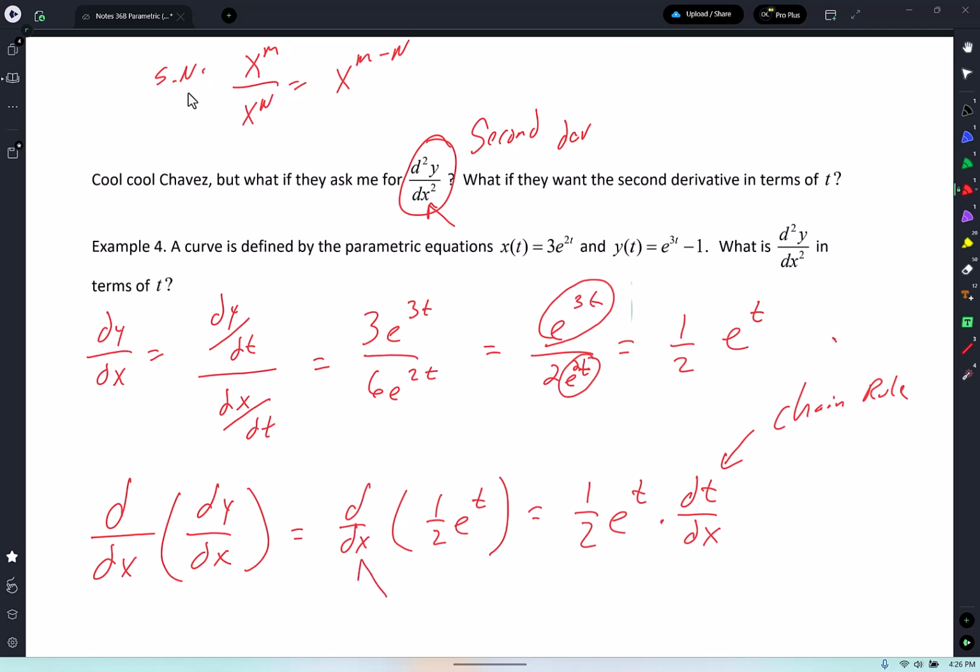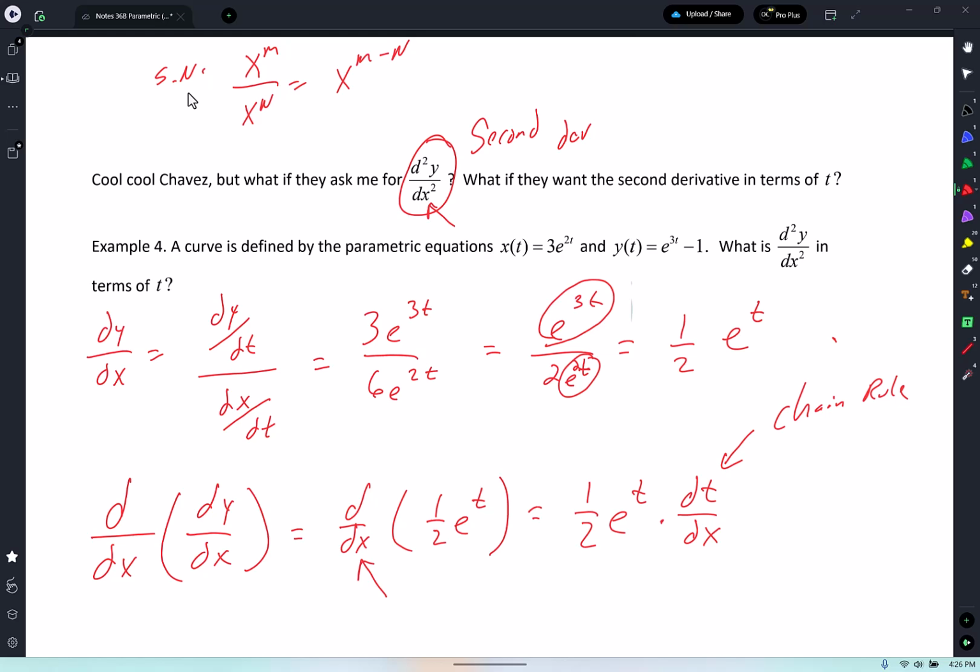Because I took the derivative with respect to what? X. Is that an x? No, it's a t. Do you guys see that? Okay, relax. I don't know what dt/dx is. Yes, you do. Isn't this dx/dt 6e to the 2t?